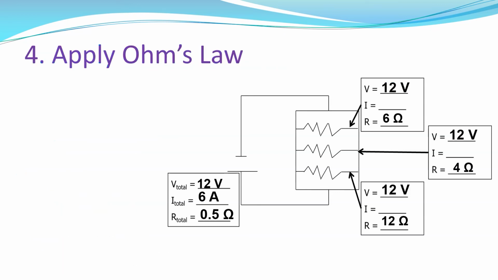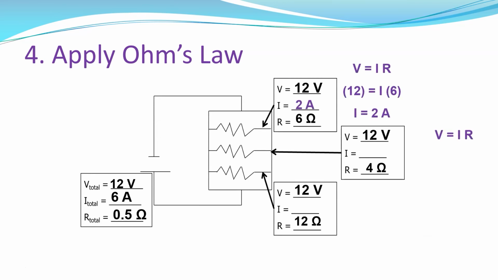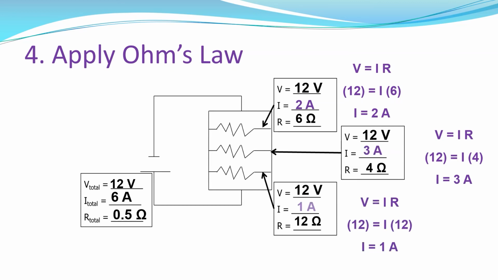Now we can apply Ohm's law. If I have 2 variables, I can solve for the third. Substitute in, solve for what you don't know. Substitute in, solve for what you don't know. And yet again, substitute and solve. You can even double check your work. 1 plus 3 plus 2 is 6 amps. I expected a total current of 6 amps.